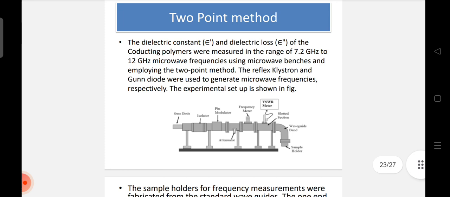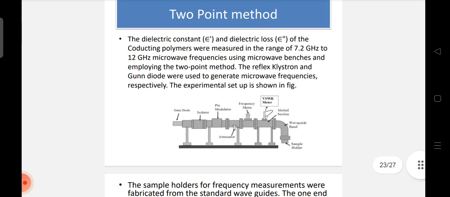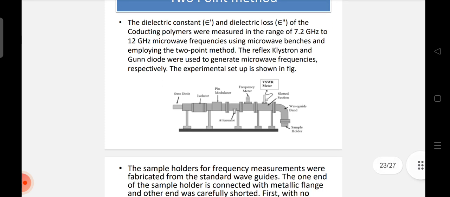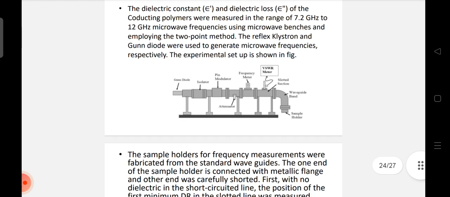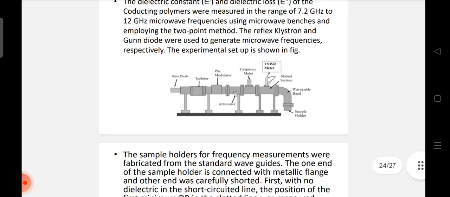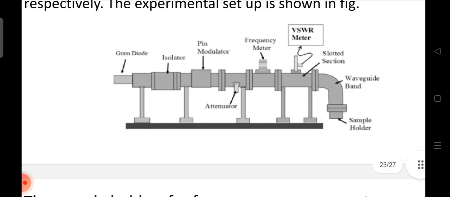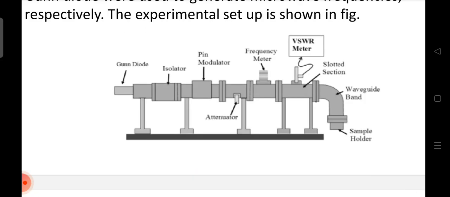The dielectric constant epsilon and dielectric loss of the conducting polymers were measured in the range of 7.2 GHz to 12 GHz microwave frequency using a microwave bench and employing the two-point method. Here you can see the block diagram of the two-point method. Here the VSWR meter is connected, and also the sample holder and waveguide band.